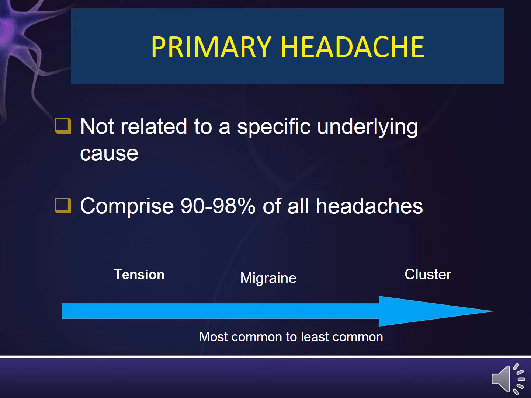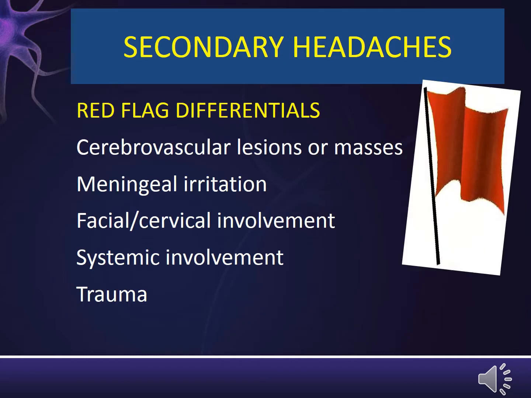Primary headaches have no underlying cause, and they comprise 90 to 98% of all headaches. Secondary headaches are caused by a specific identifiable structural or physiologic pathology. Red flag differentials include stroke, meningeal irritation, facial and cervical involvement, systemic involvement, and trauma.